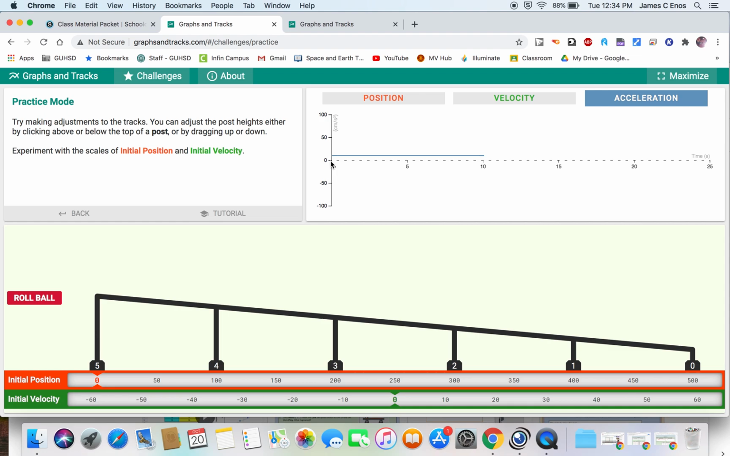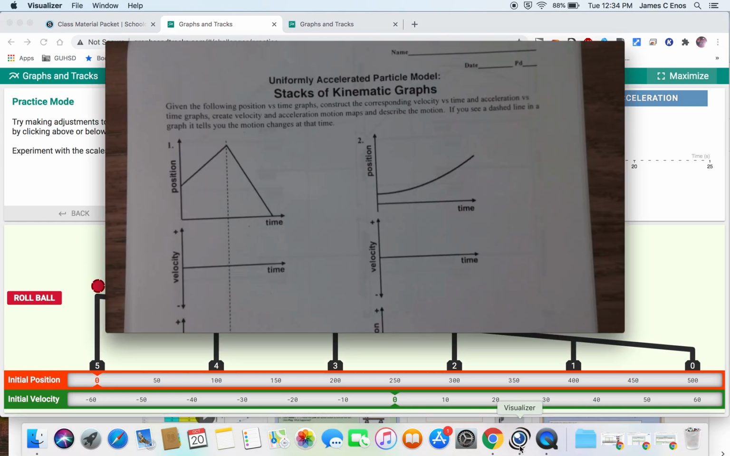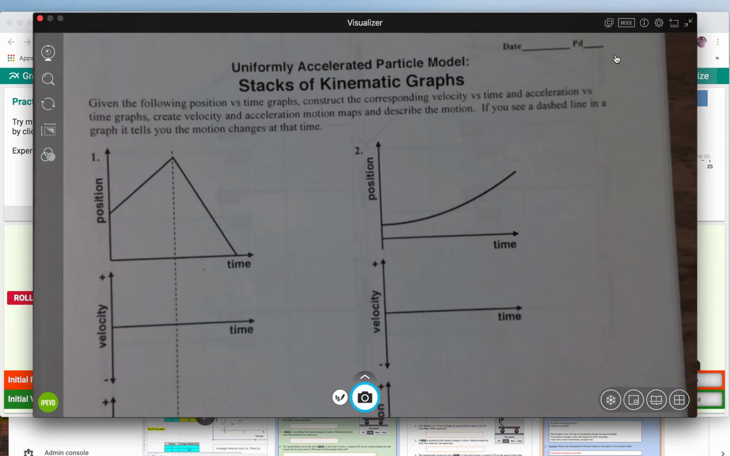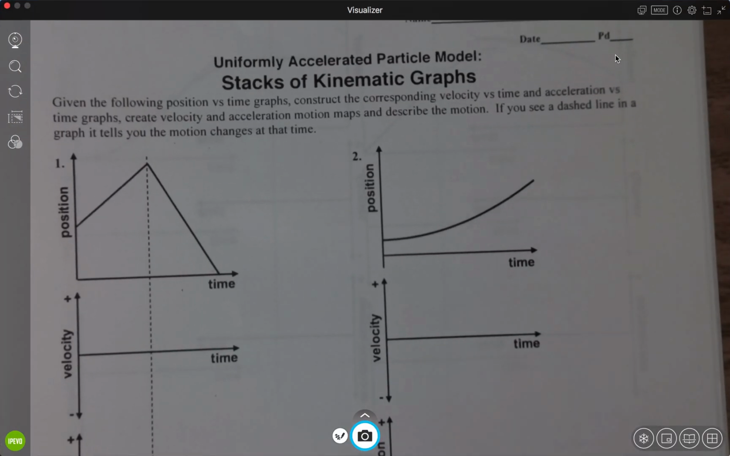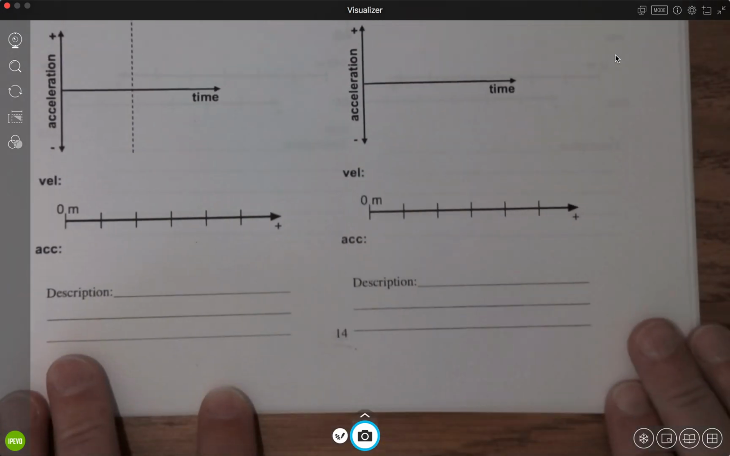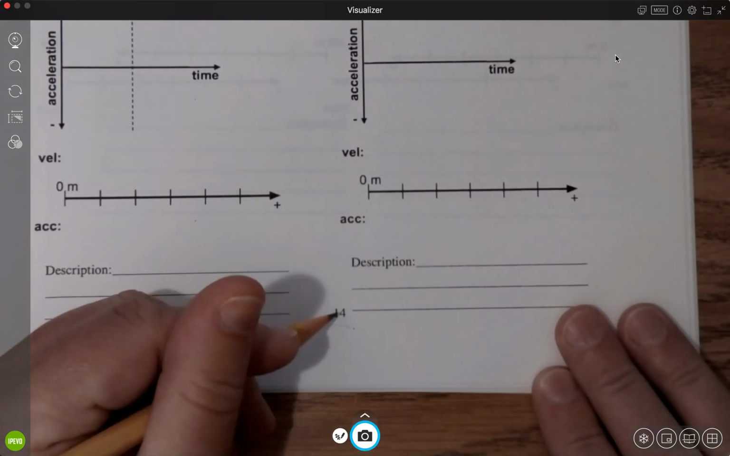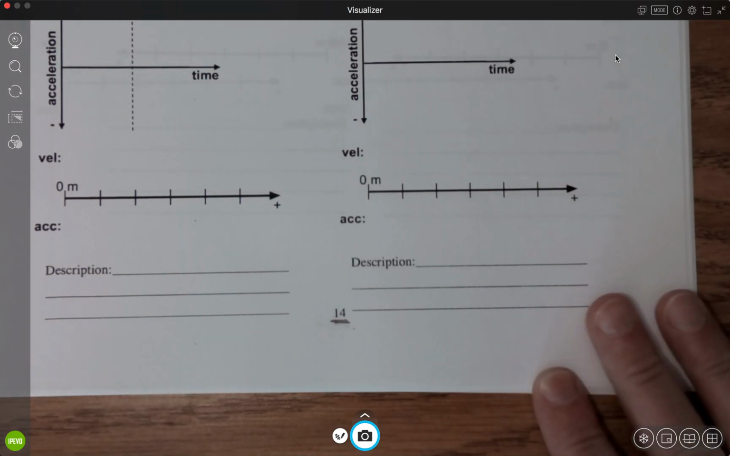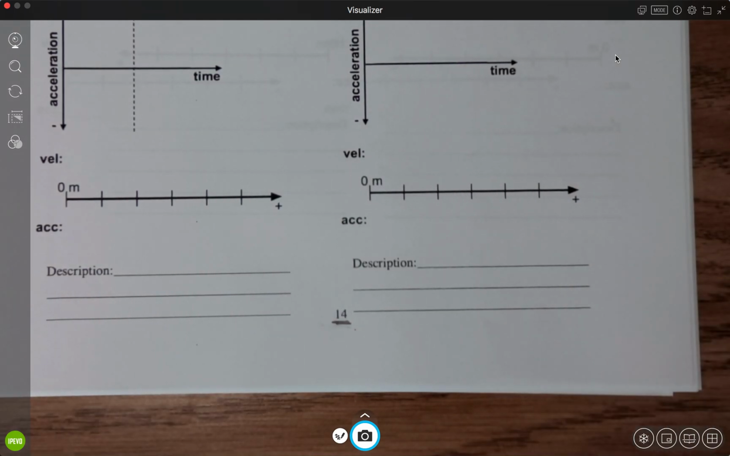So we're going to take this and apply it to page 14 in our packet. Let me take us there. This is page 14. I'm referring to the bottom of the page, where it says the number 14. So this is what we're using.